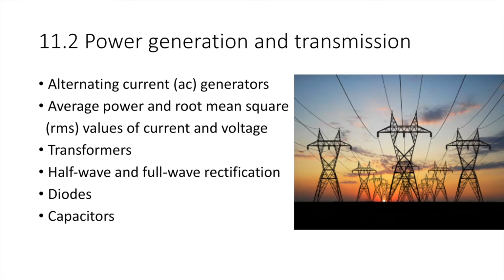Today we will be taking notes on 11.2, Power Generation and Transmission. We will be discussing the following topics: AC generators, average power and root mean square values of current and voltage, transformers, half-wave and full-wave rectification, diodes, and capacitors.